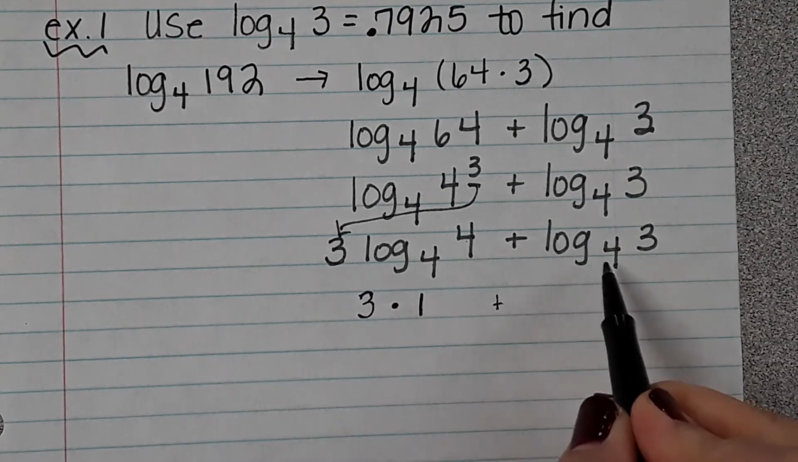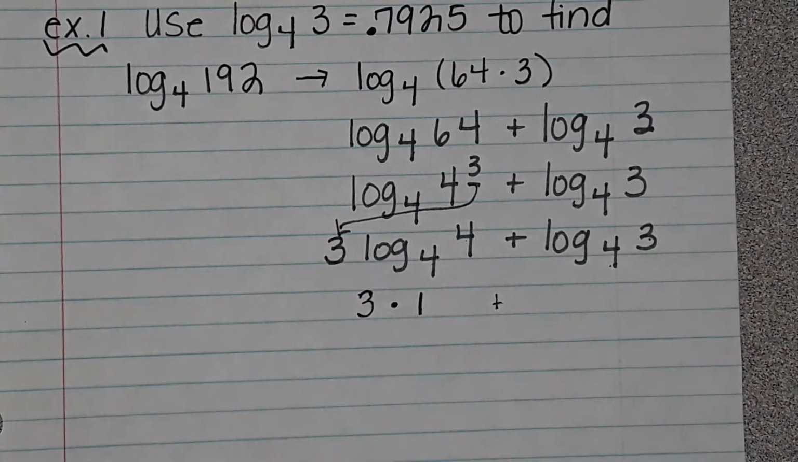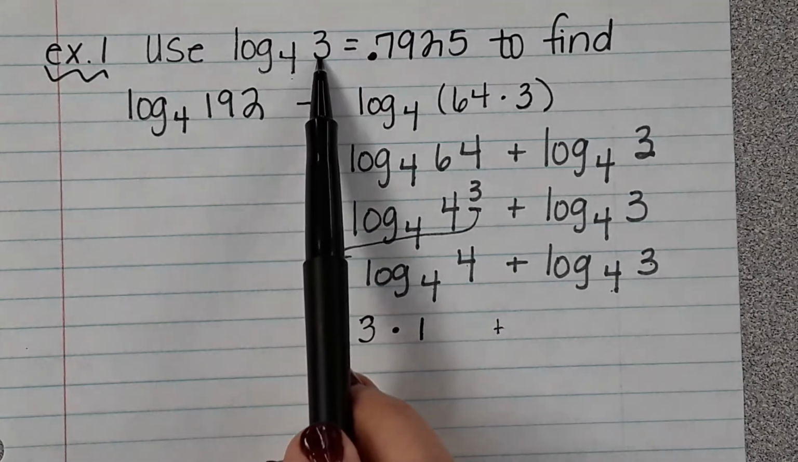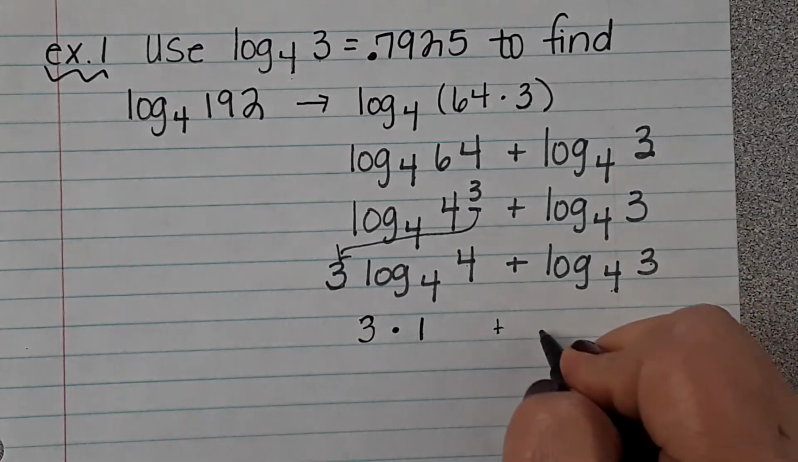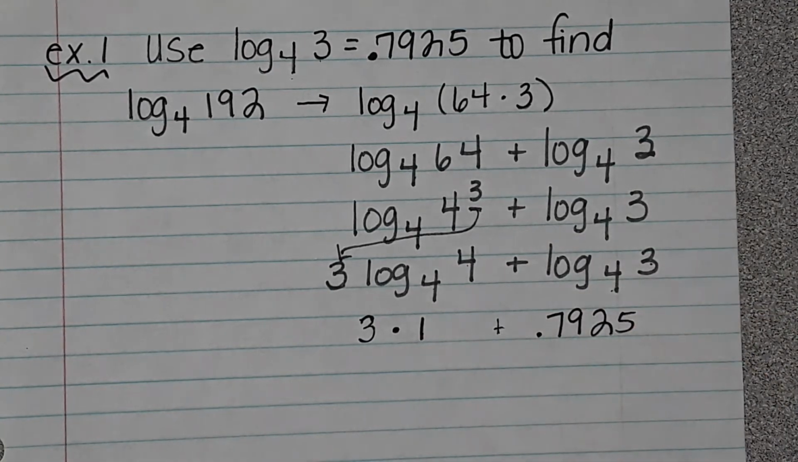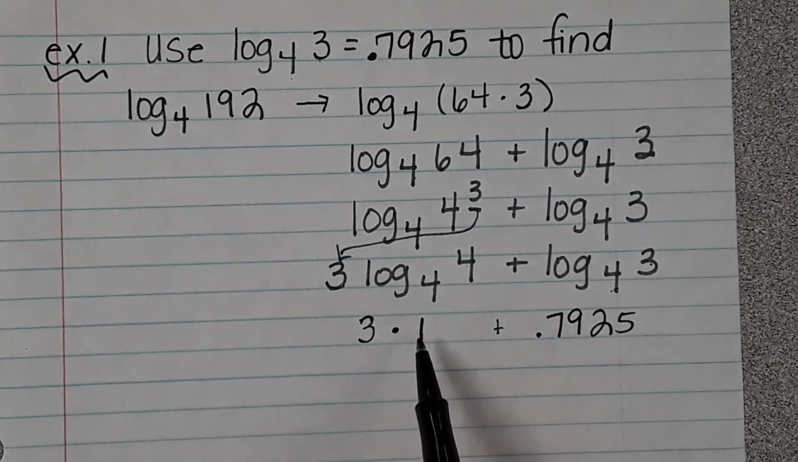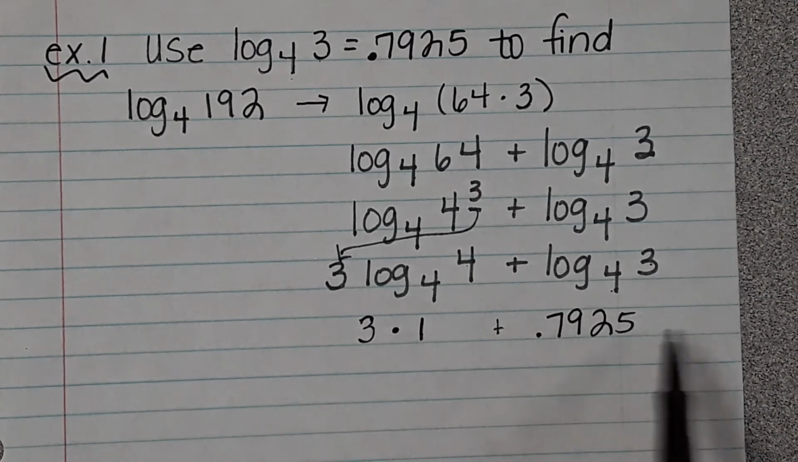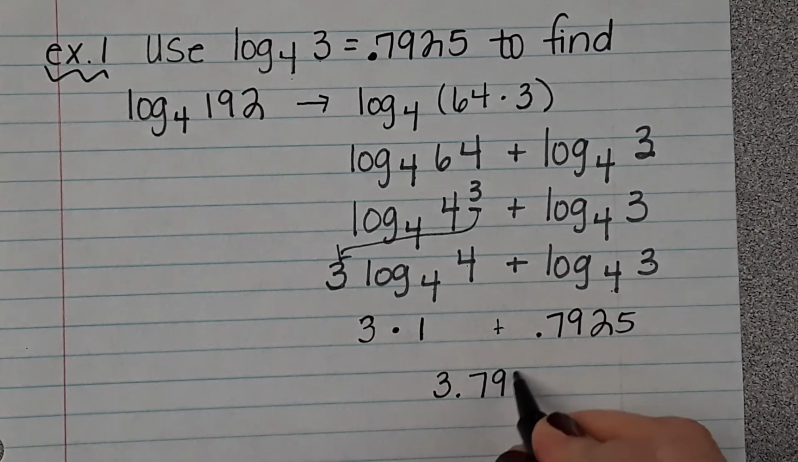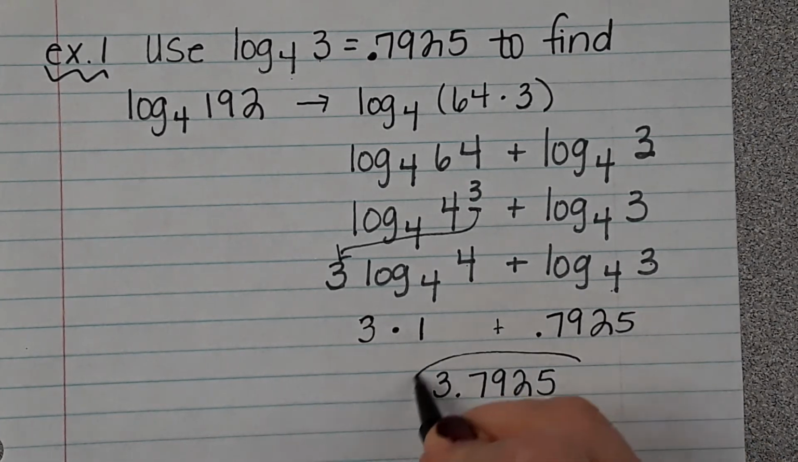And what does log base 4 of 3 become? What did they give us? They gave us something to use. What is log base 4 of 3 equal? 0.79. That was the whole reason that we wrote that, because they gave us that to use. You guys, if they give you something to use, you're not just going to ignore it. You have to use it. Now, what is 3 times 1 plus 0.7925? 3.7925, and that's our answer.